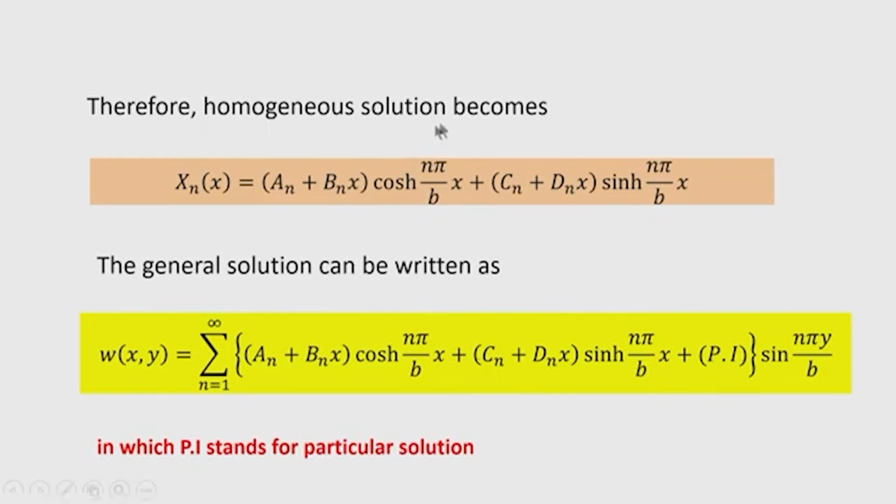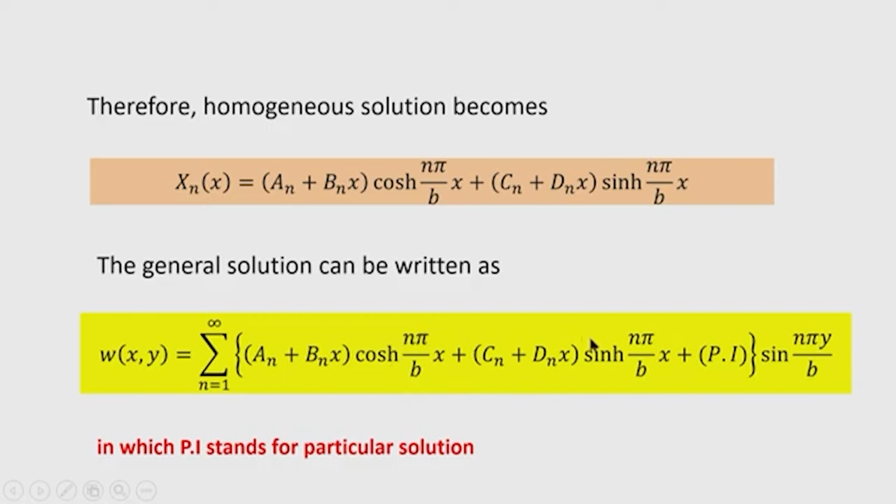So, therefore, the homogeneous solution becomes this. These are the constants again, but with the variable n. The harmonic number is n instead of m. The general solution can now be written as (A_n + B_n x) cosh(n pi x by b) plus (C_n + D_n x) sinh(n pi x by b), plus the particular integral into sin(n pi y by b).